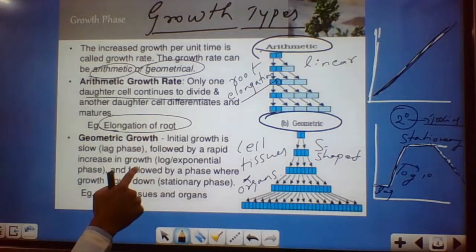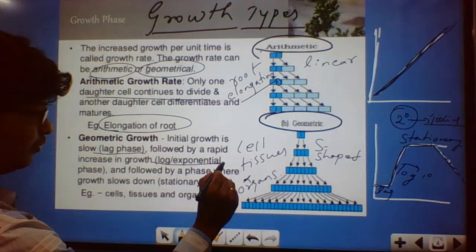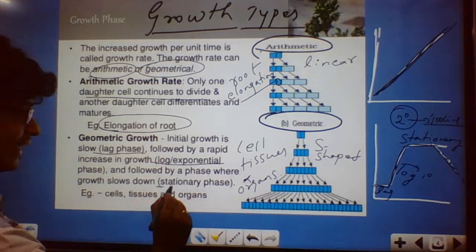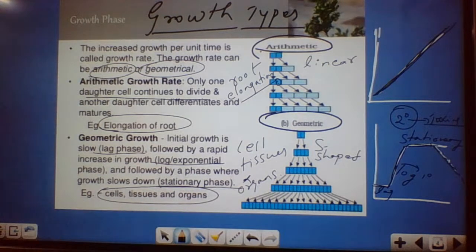Coming to the geometric growth, I told you, we have the phases like the lag phase, the log or exponential phase, and the stationary phase. Examples: the cells, tissues, and organs. This comes under the geometric.